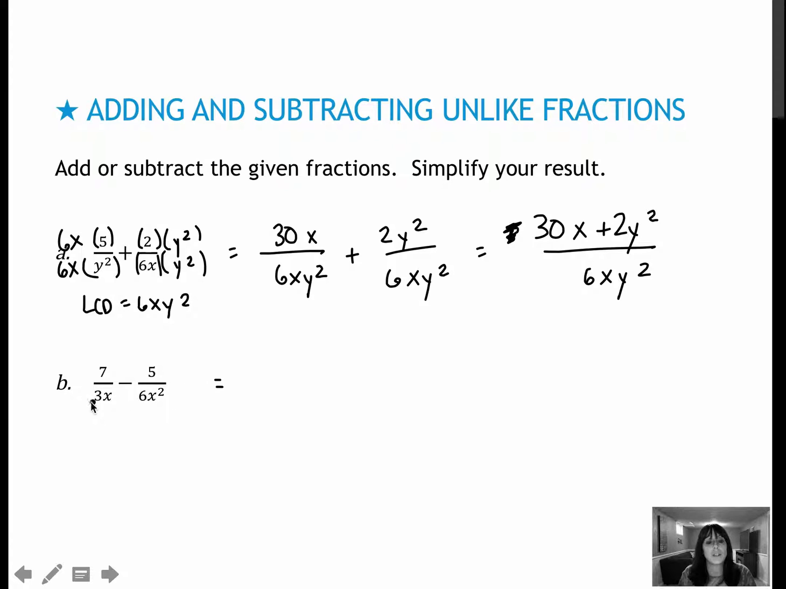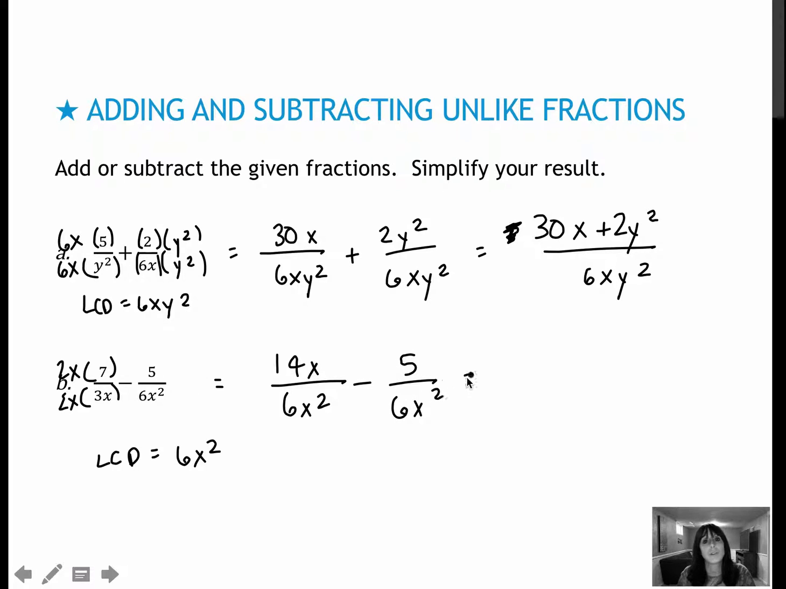And my second, I'm going to find my least common denominator, which would be 6x squared. So 3, and this would be 2 times 3, and then 1x and 2 x's. So I would take this times 2x in order to make those work, and I wouldn't have to change the second one at all. So 2x times 7 is 14x over 6x squared, and then minus 5 over 6x squared, and those are not like terms, so I'm just going to rewrite it as my new numerator over 6x squared.